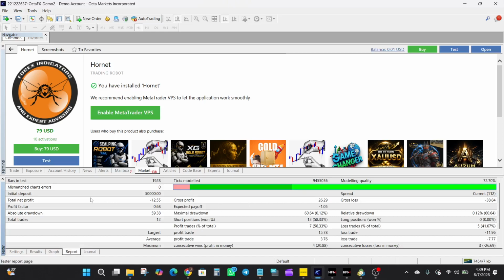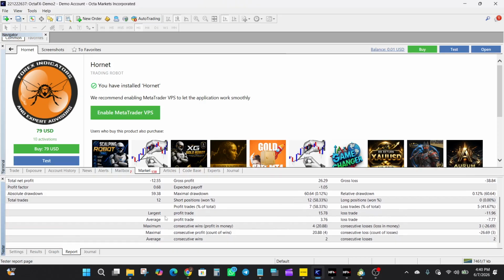We can see that from an initial deposit of $50,000, the total net profit was negative 12.55, and the total trades taken were 12, and all 12 were short positions with a 58.33% win rate. Now, the largest profit was $15.78, and the largest loss was $11.96. The average profit was 3.76, and the average loss was 7.77.